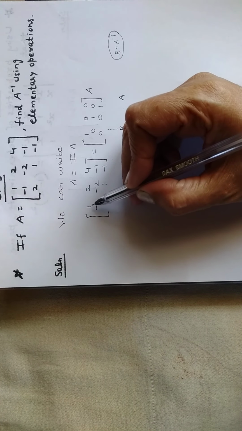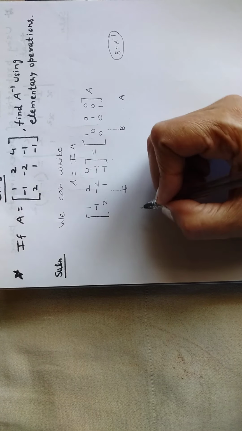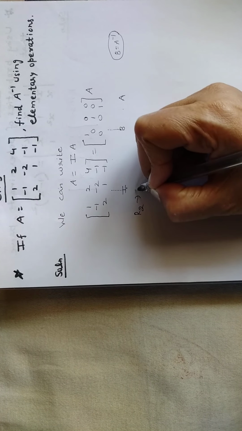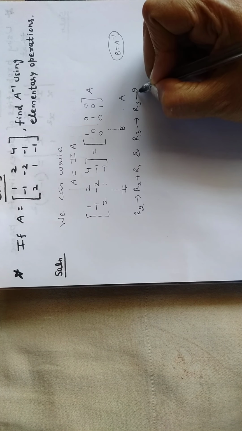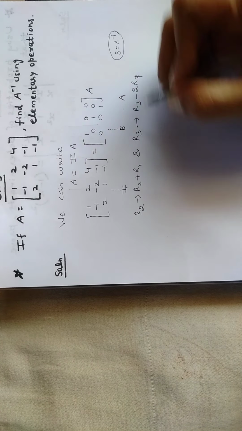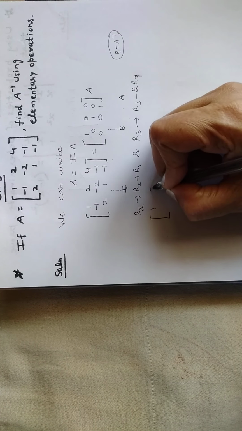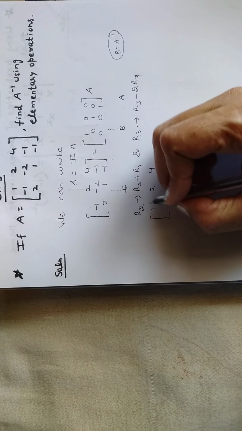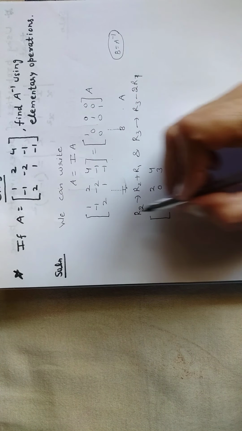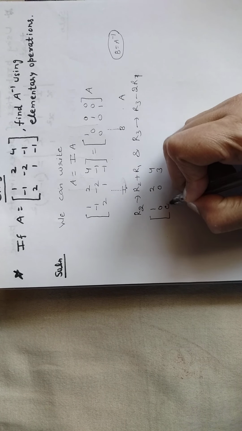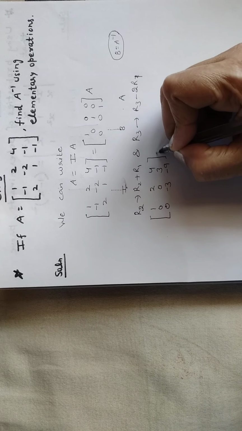Now take its first column. Here it is already 1. You have to make these two entries 0. So how will you make? You will apply the operation R2 goes to R2 plus R1 and R3 goes to R3 minus 2R1. Clear? So with these operations, the first row will remain as it is. Second you have added, so it will be 0, 0, 3. And here this minus twice R1. So 2 minus 2 is 0. This is minus 3 and this will be minus 9.